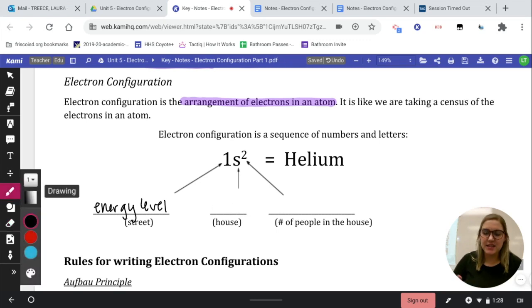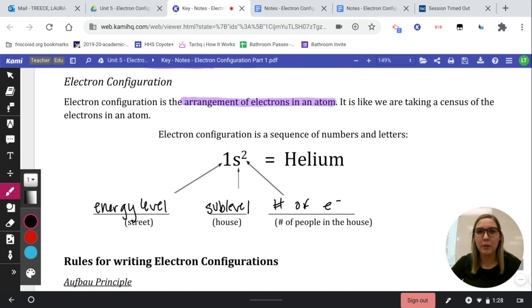So our S is our sublevel, and that tells us specifically where electrons are located. So S would be like your house number. Like, okay, you live at 516 imaginary street lane. I don't know. And so 516 is the house number then. And finally, the last number, the 2, would represent the number of electrons. And so that is like the number of people in the house.